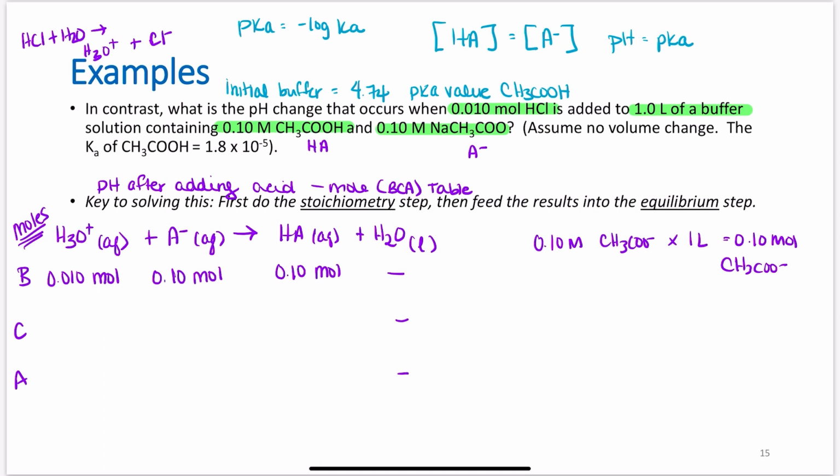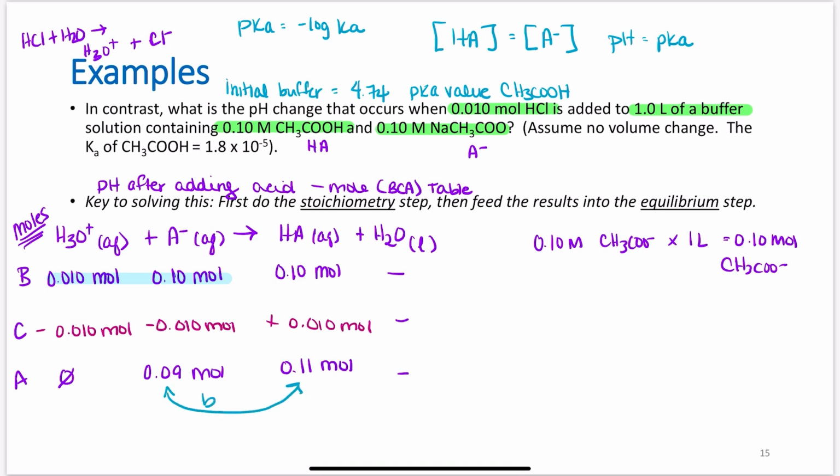We now compare these two numbers in the reactant side. We know that they react in a 1-to-1 fashion. So whichever one is smaller is going to be the one that's going to run out. Minus 0.010 moles, minus 0.010 moles, plus 0.010 moles. Why minus? Because that H3O plus reacts with the A minus. Why plus? Because it's producing HA. After that, we have no strong acid remaining. We have 0.09, that is my sig figs, moles of my conjugate base left over. And now we have 0.11 moles of my weak acid. You need to recognize that this means you have a buffer. You have both the weak acid and conjugate base present. You have a buffer. Now you're going to feed this information into an ice table.